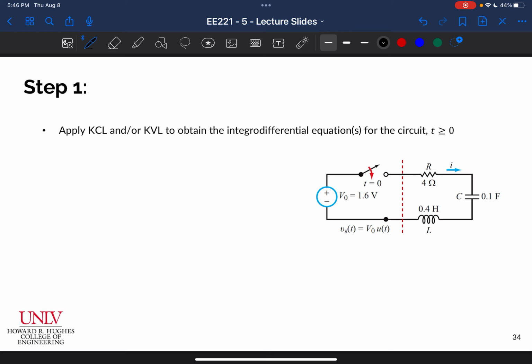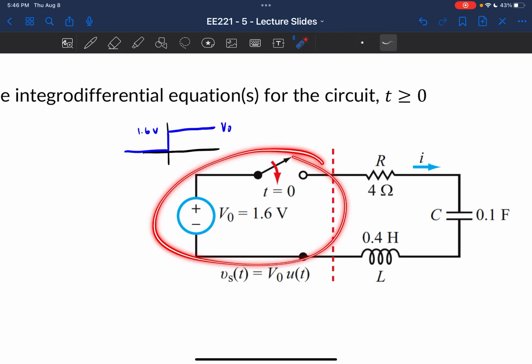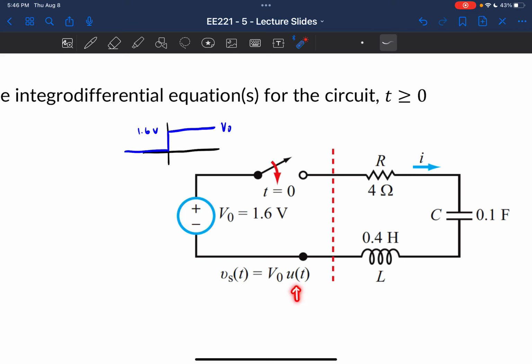So in this case, they're modeling this as a circuit with a 1.6 volt source with a switch that closes at t equals 0. So what that's basically going to look like is nothing, nothing, nothing, nothing, and then at time t equals 0, it's going to jump up to 1.6 volts. And that value is basically V0. So they're just saying that we can represent this entire source as a unit step function multiplied by V0, right? Because it's basically nothing, and then it jumps up to a value V0 at time t equals 0.